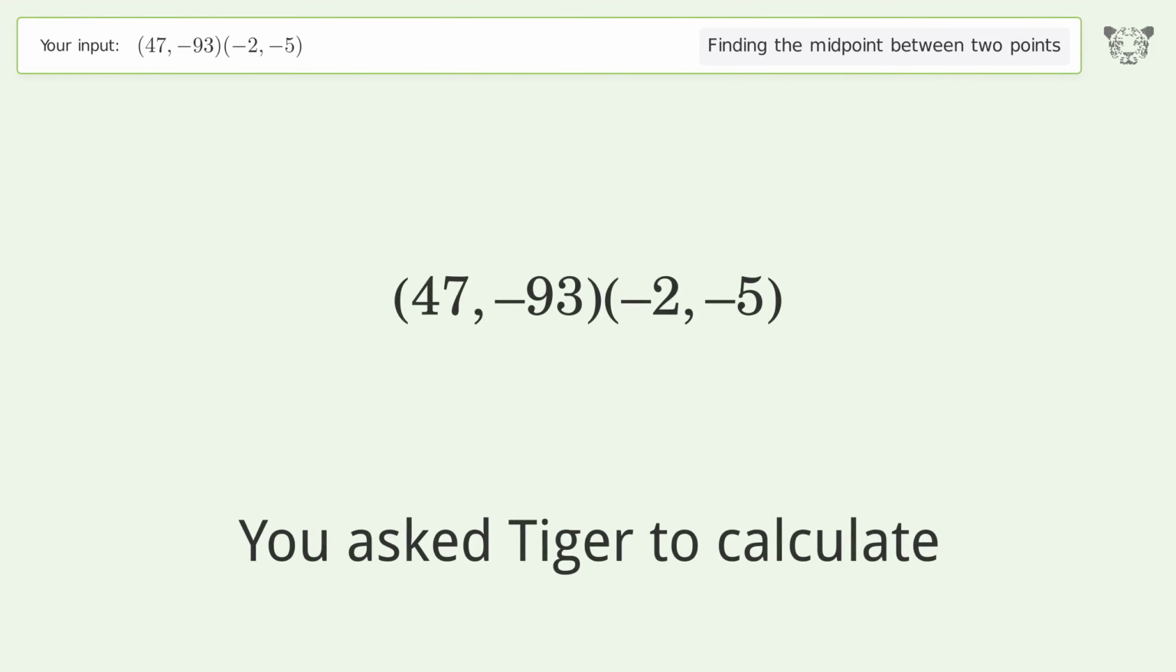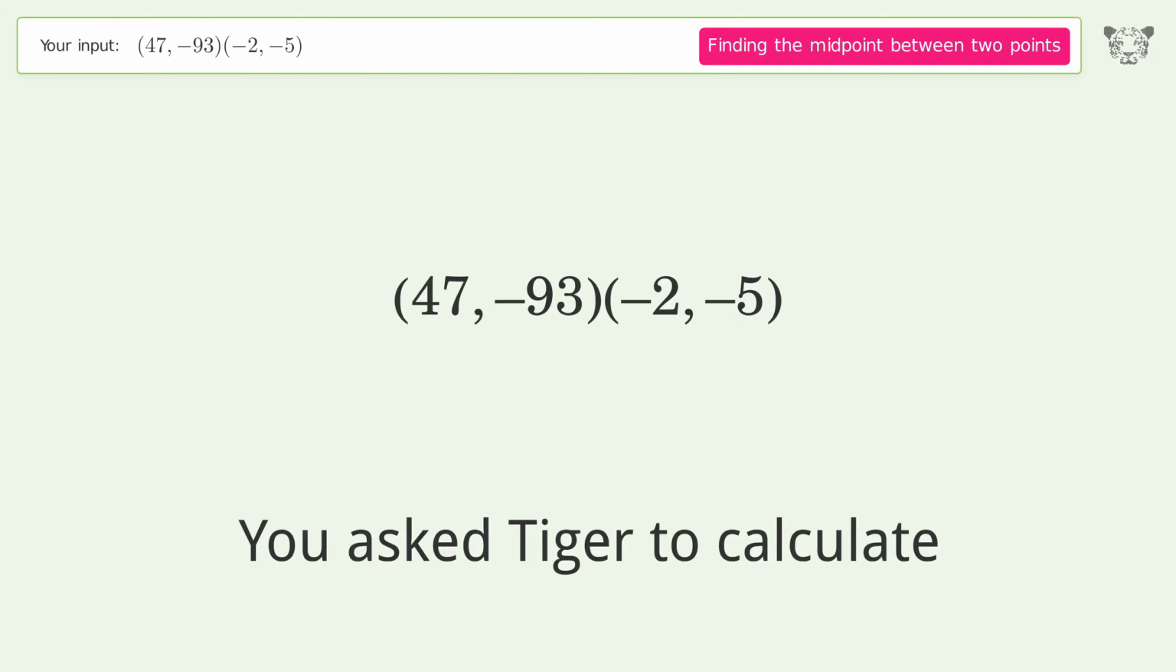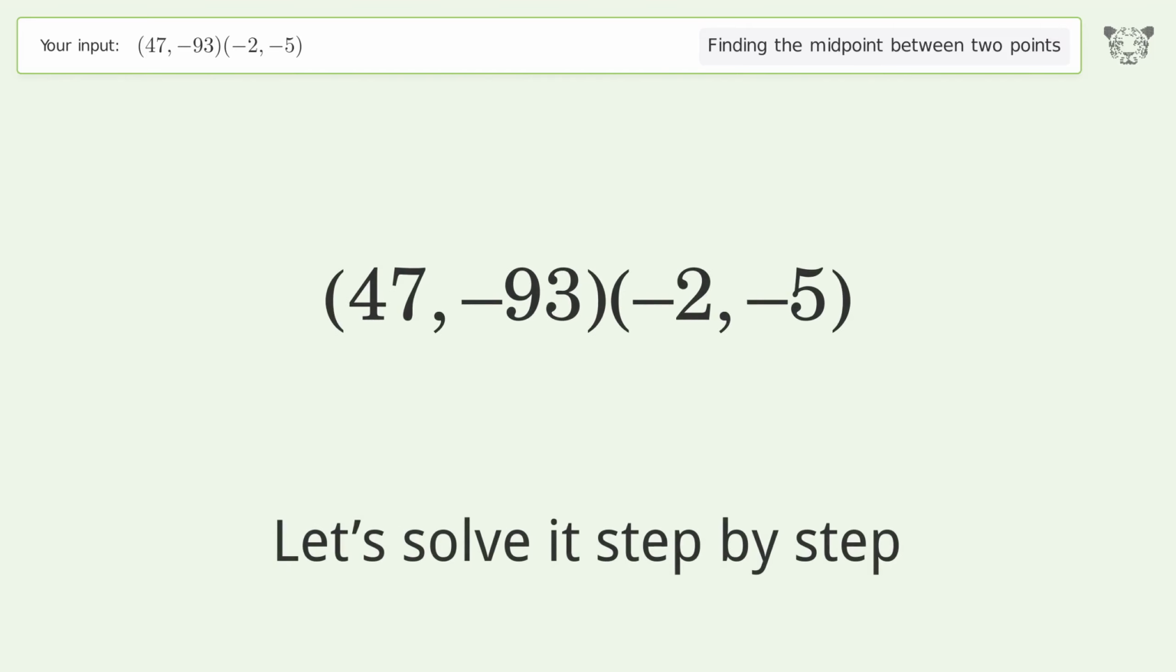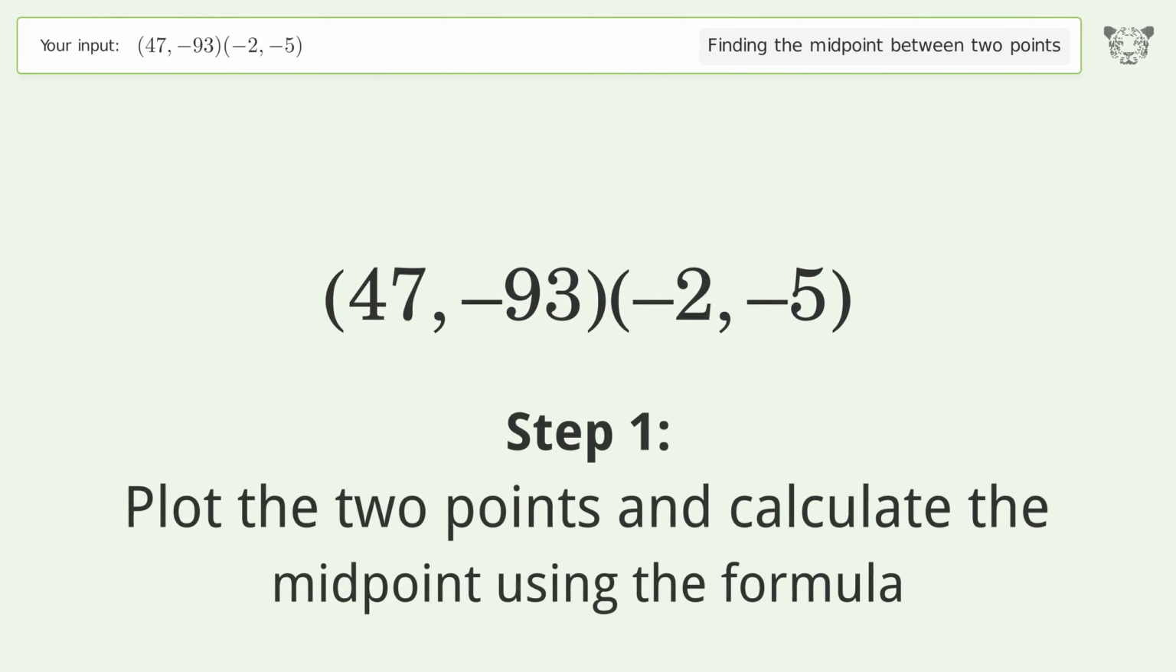You ask Tiger to calculate. This deals with finding the midpoint between 2 points. The midpoint between the 2 points is 22.5, negative 49. Let's solve it step by step. Plot the 2 points and calculate the midpoint using the formula.